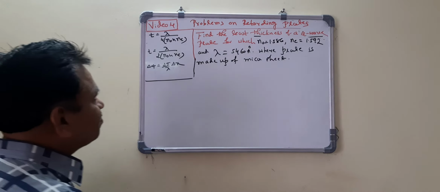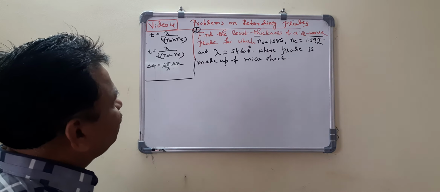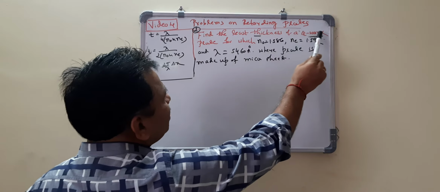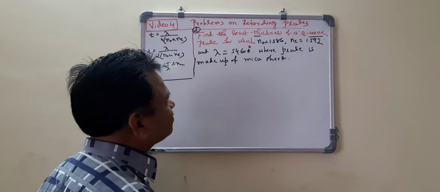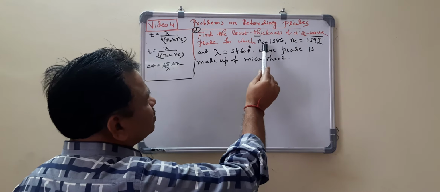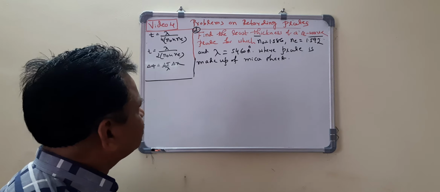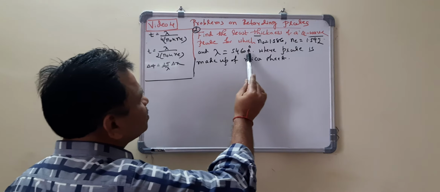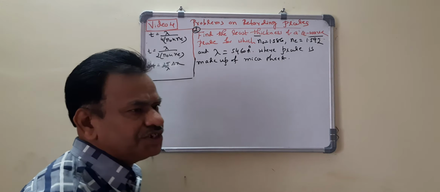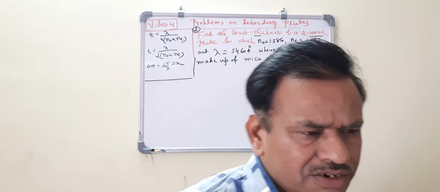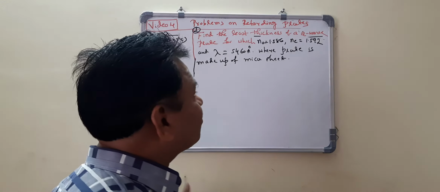Okay, this is problem number 2. Find the least thickness of a quarter wave plate for which NO equals 1.586, NE equals 1.592 and lambda equals 5460 Angstrom, where the plate is made up of mica sheet. Mica is also a double refracting crystal. It is a uniaxial double refracting crystal.